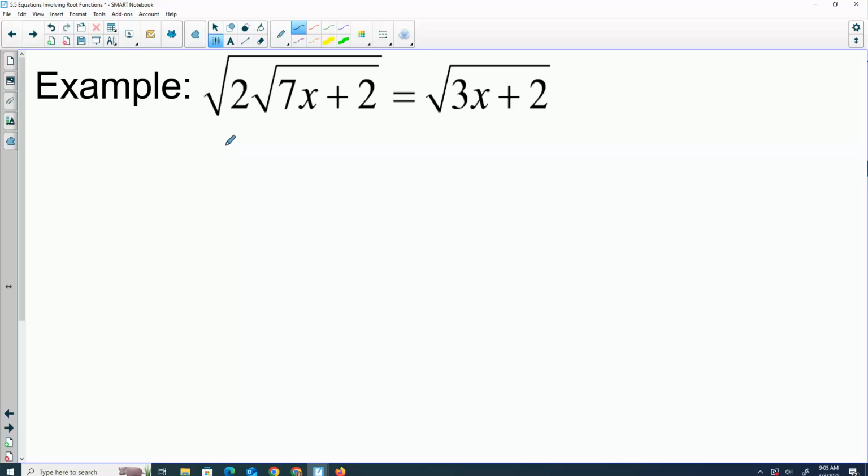I have 3 different radicals in this. We have to think of it as getting rid of one of them at a time. Okay, so if I'm starting with this radical right here, it is on the side by itself.